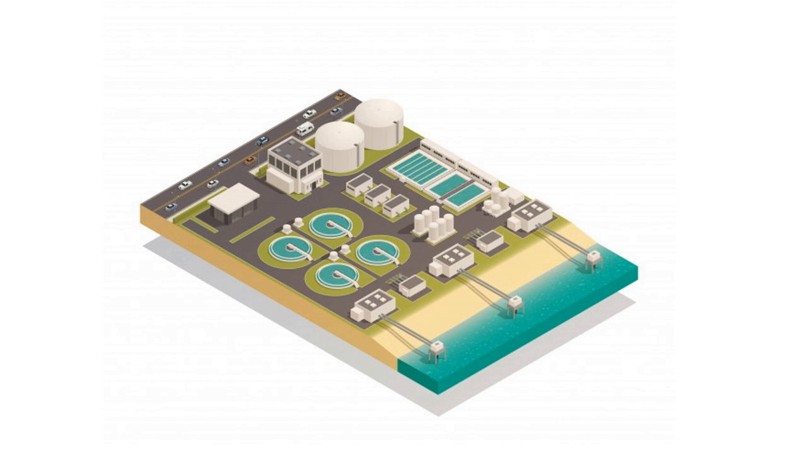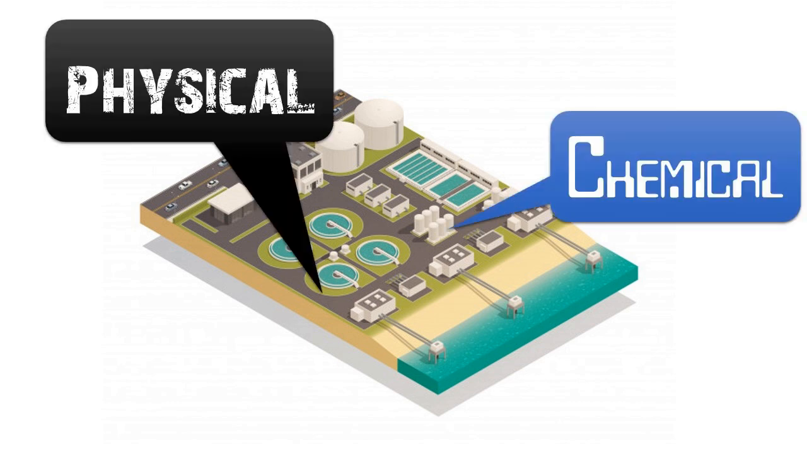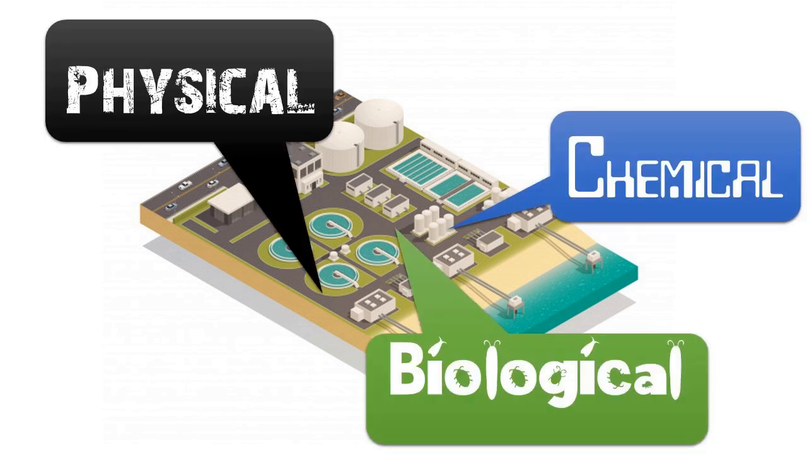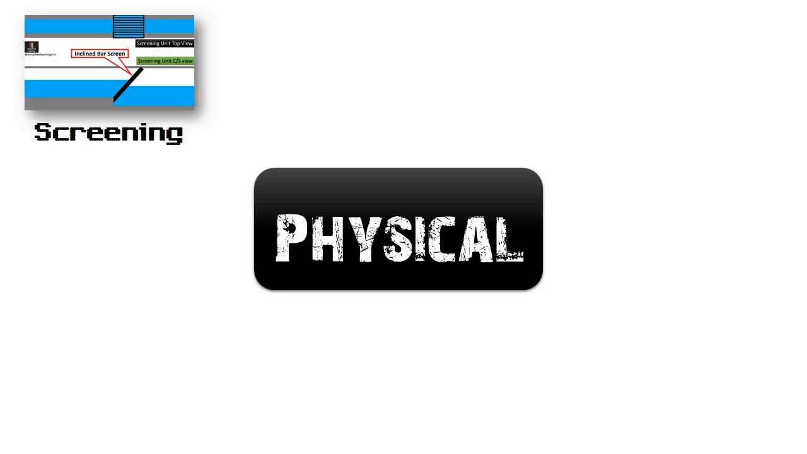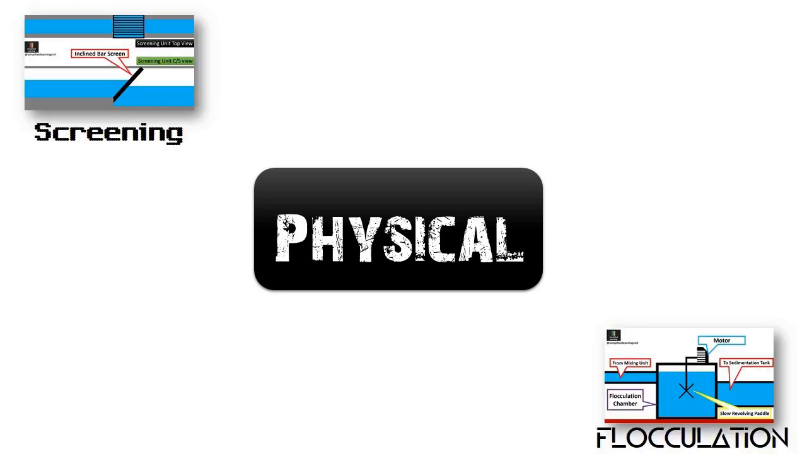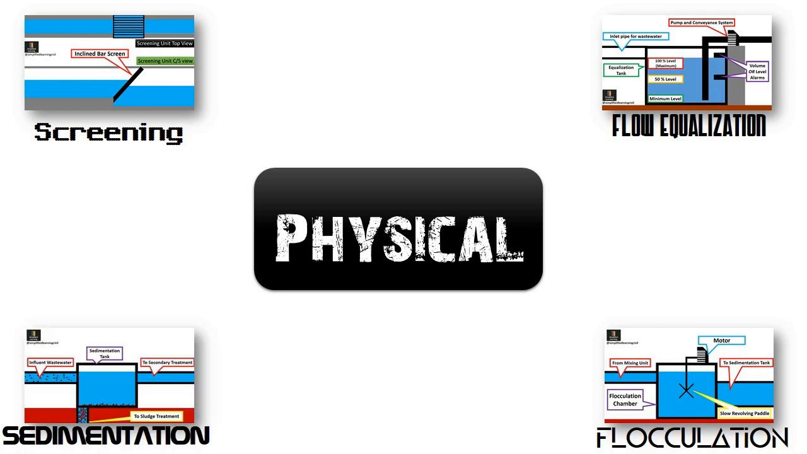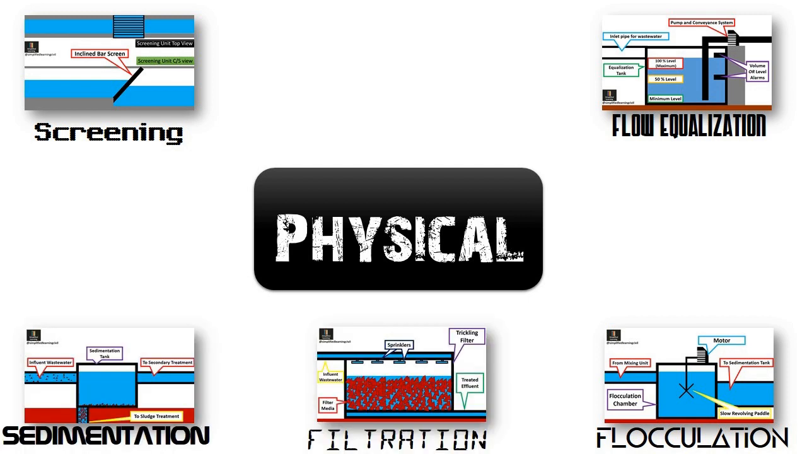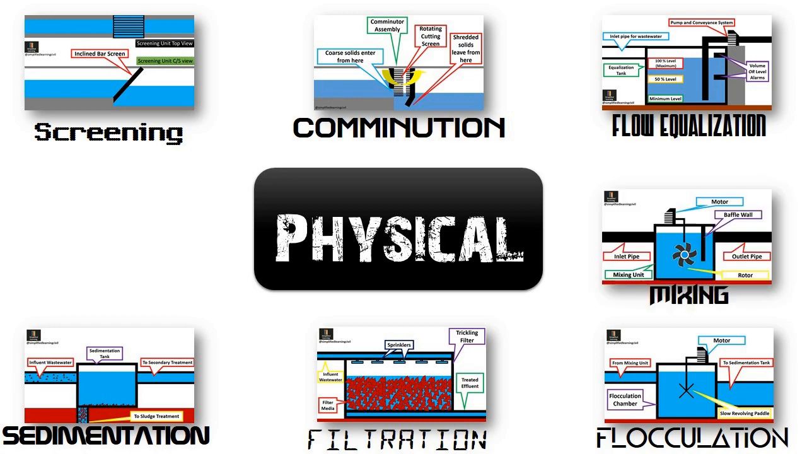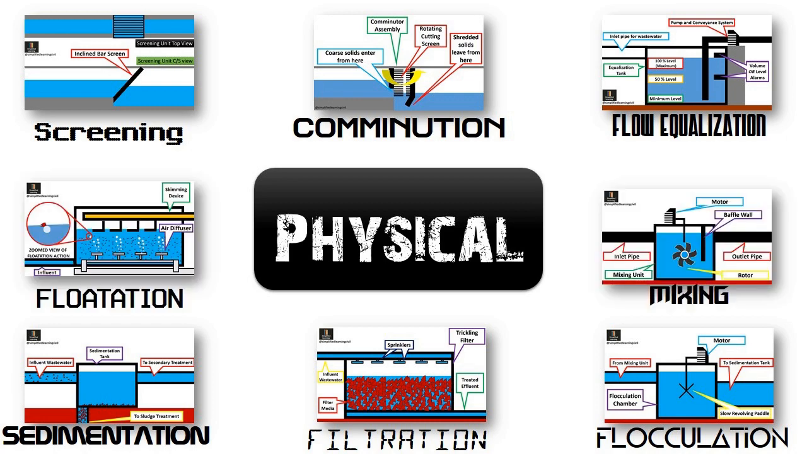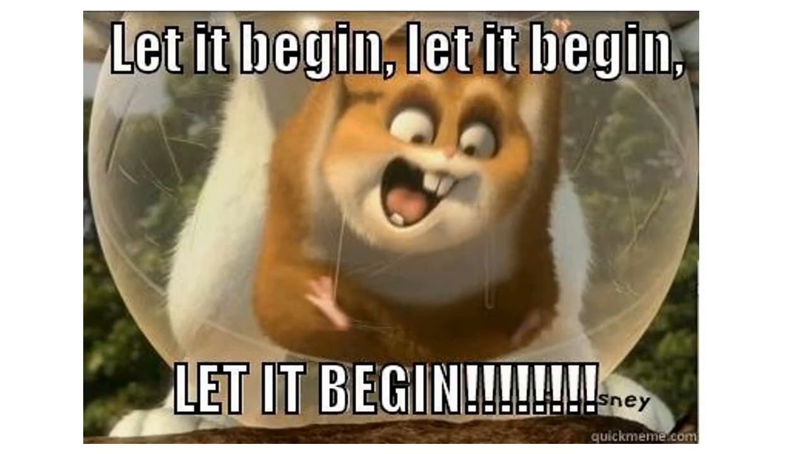Basically, the unit operations in wastewater treatment are physical, chemical, and biological. For today's discussion, we are going to focus on physical unit operations that consist of screening, flocculation, flow equalization, sedimentation, filtration, comminution, mixing, flotation. So without any further ado, let's begin.